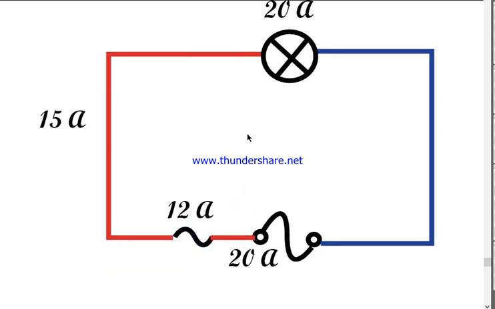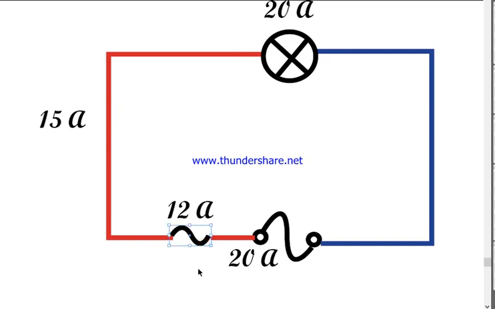As soon as 20 ampere current flows through this fuse wire, it melts down, and when it melts down, the circuit is broken. So this 20 ampere of current will not get to flow through the wire. In that way your circuit is protected.